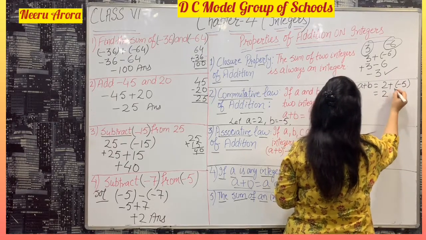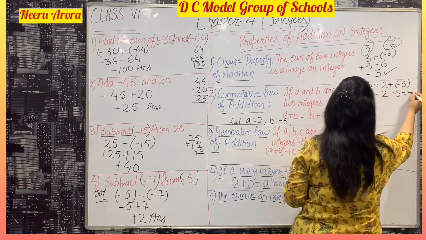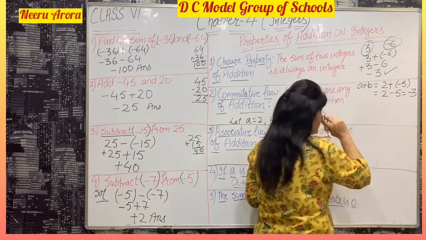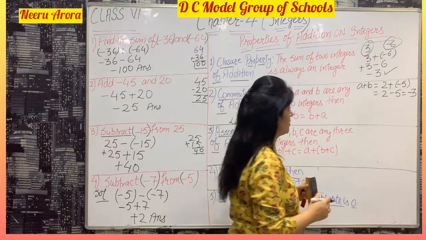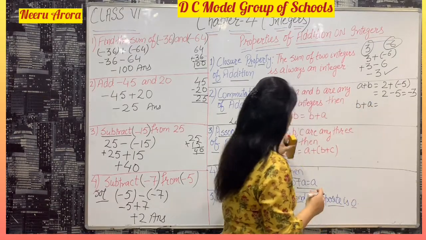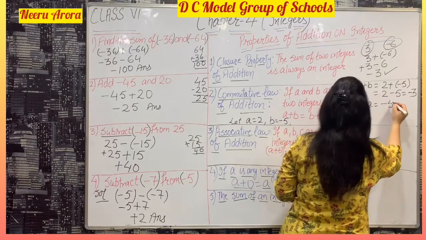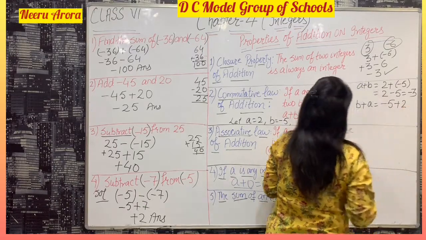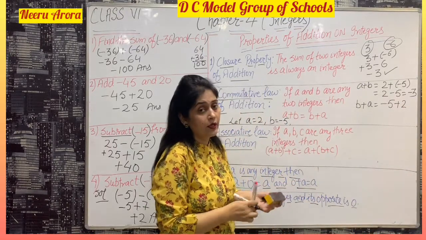So here it is 2 plus minus 5. Here it comes minus 3. A plus b is minus 3. Now what about b plus a? Here b is minus 5 and a is 2. Now minus 5 plus 2.